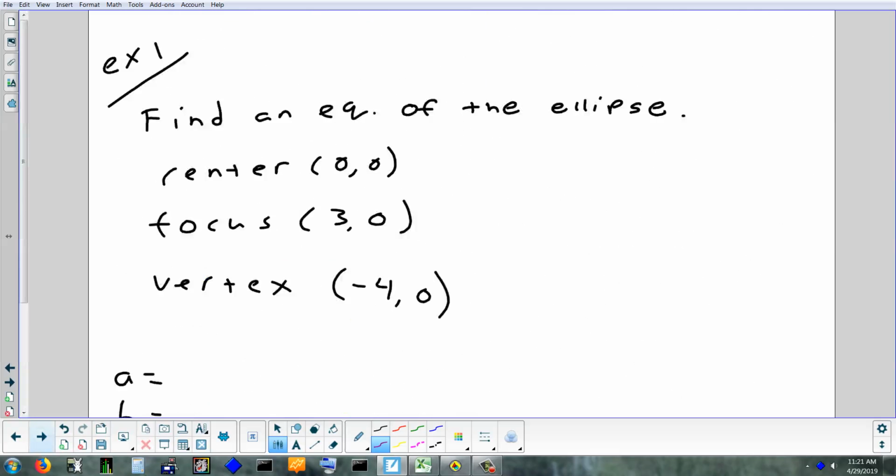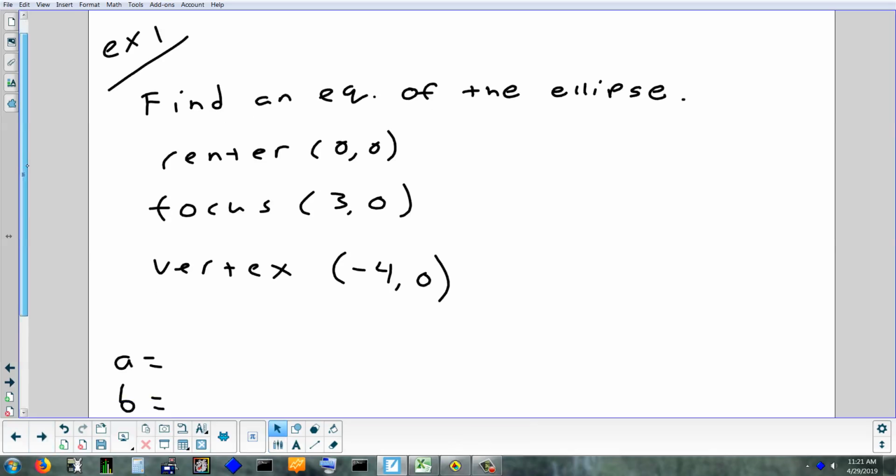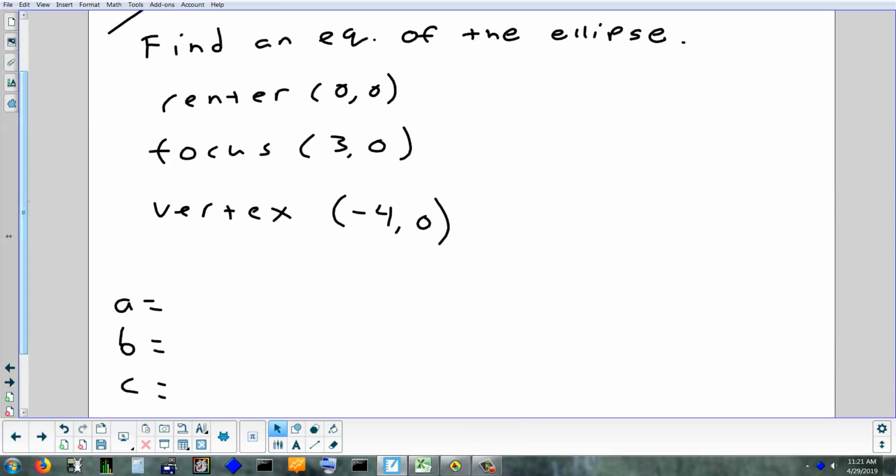All right, so let's see if we can find an equation of this ellipse. So that's pretty typical. They tell you a few things about it. The center, focus, vertex. Let's see if we can figure out any of these letters. That's always the first thing you have to do, no matter what kind of question it is about a conic section. Always see if you can figure out the letters A, B, and C first.